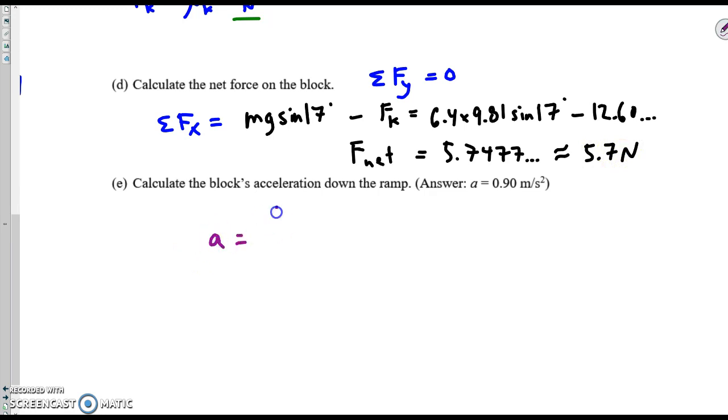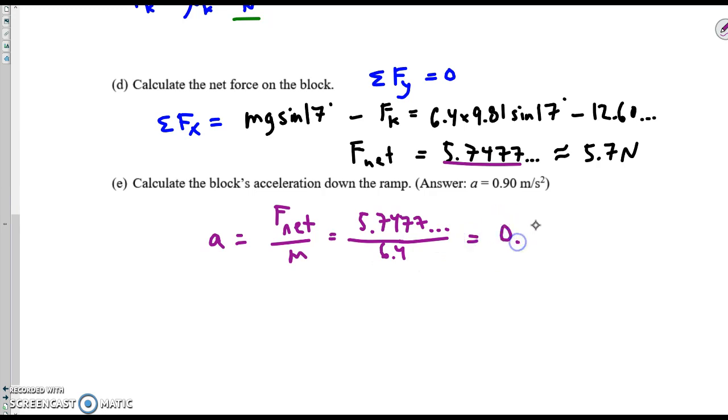For the acceleration, we use Newton's second law, F net equals ma. And if I cross multiply, I see I do have Newton's second law. I've just rearranged. So we plug in the net force from above. It's this unrounded value, 7477, divide by the mass. And the acceleration is to 2 sig figs, it's 0.90.